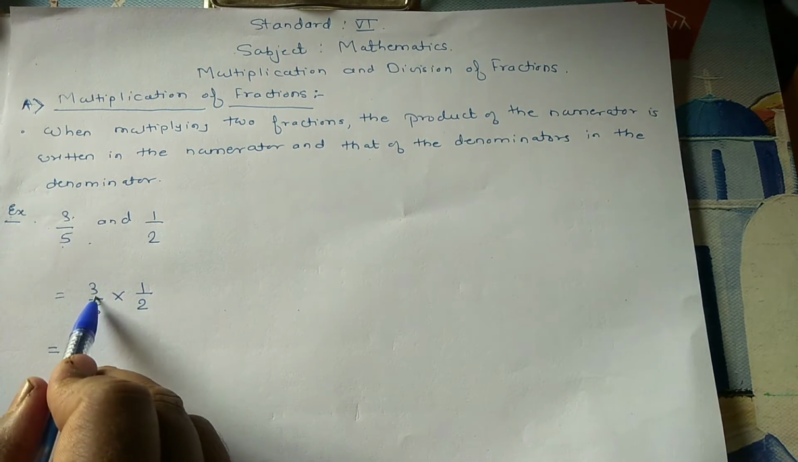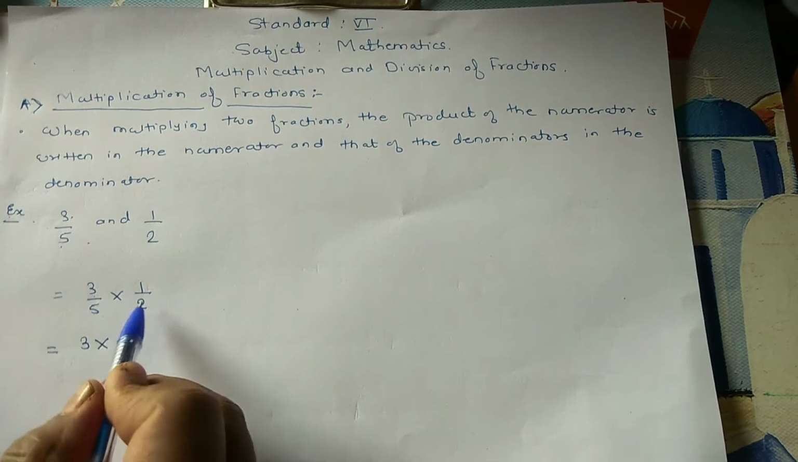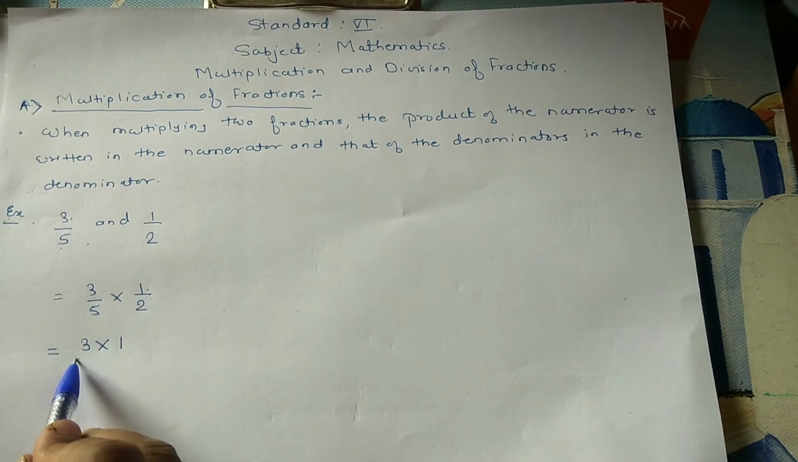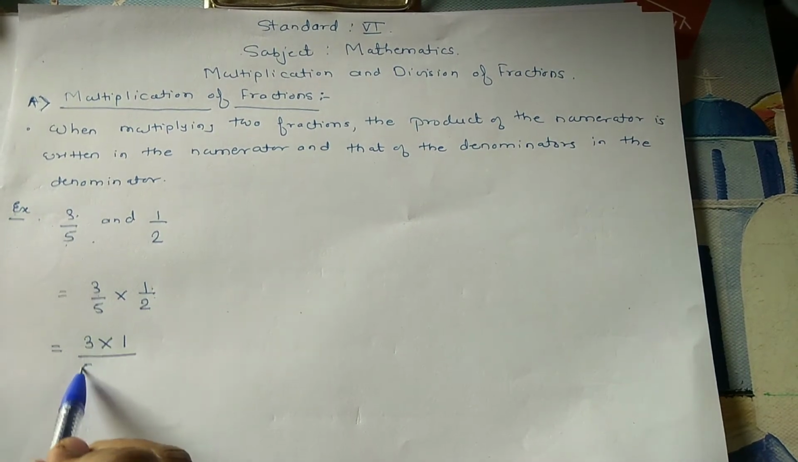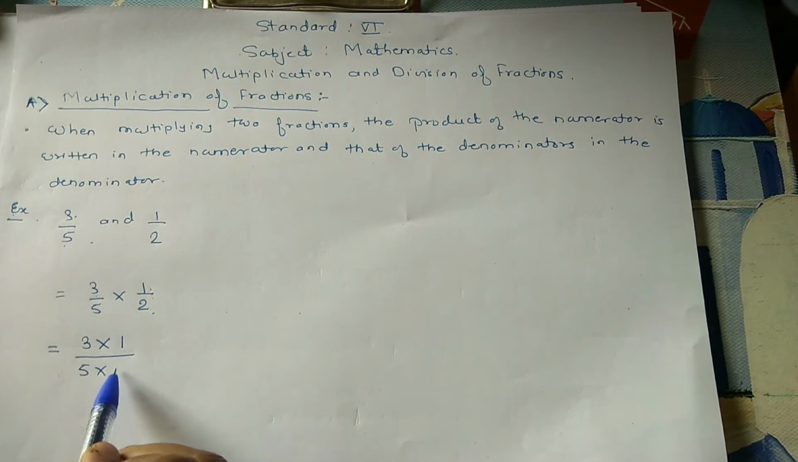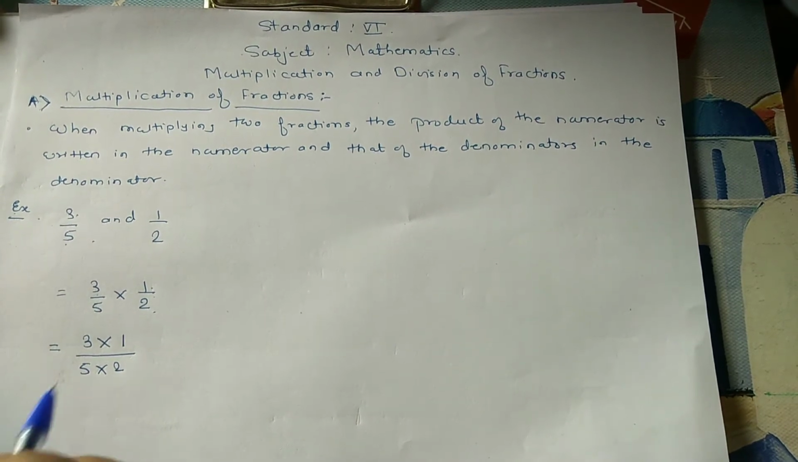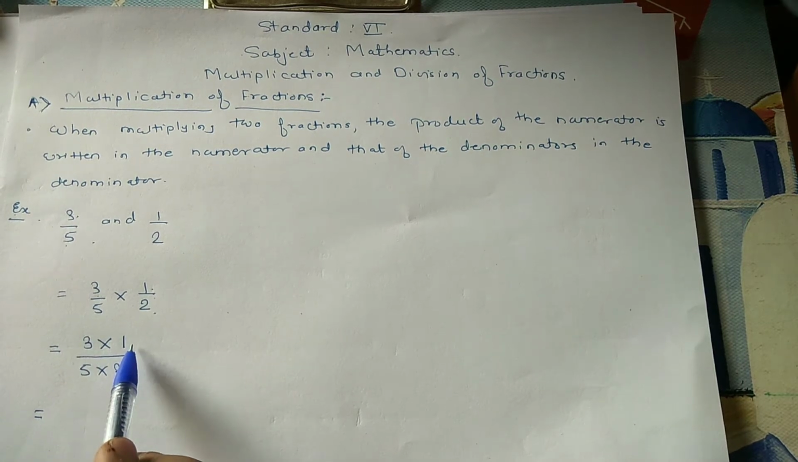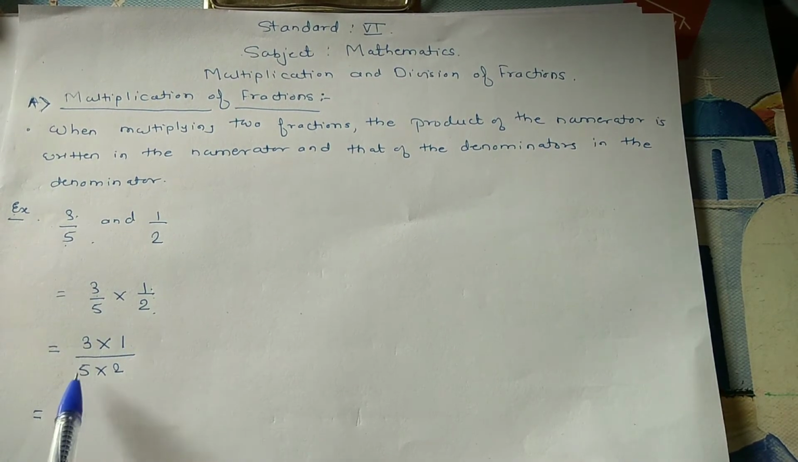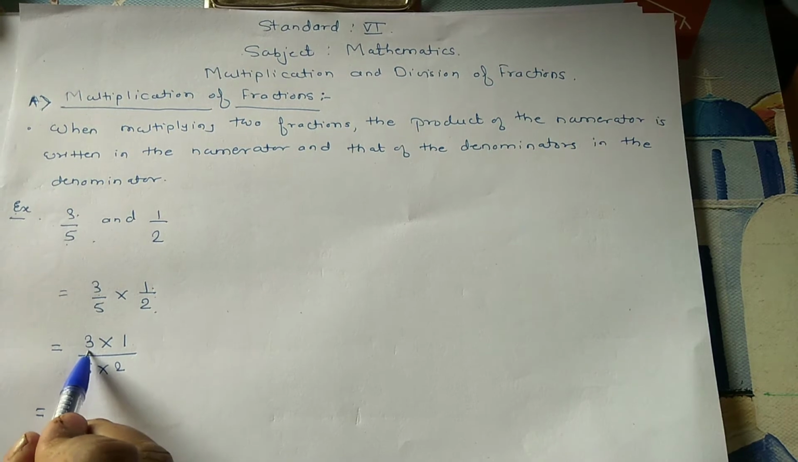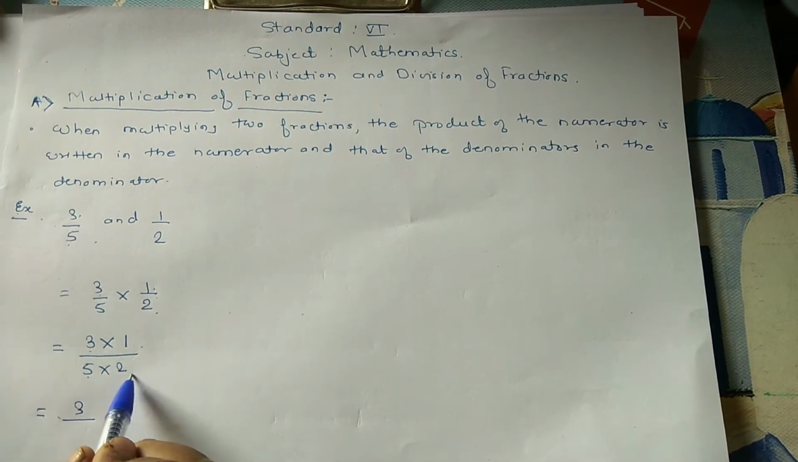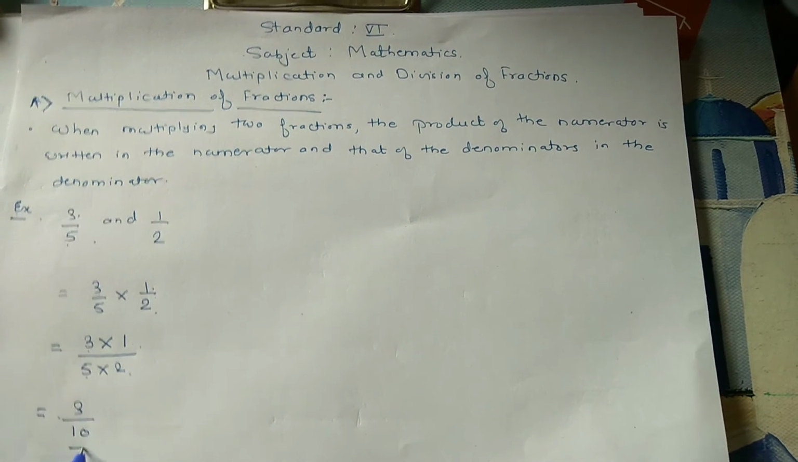Okay, so what the rule says, whenever we have to multiply two fractions, first the product of numerators. So in the first fraction the numerator is 3, in the second fraction the numerator is 1, we have to write that product in the numerator. Second, the denominator is 5 and here the denominator is 2. Okay, means we have to write the product of numerators separately in the numerator position and the product of denominators in the denominator position. So 3 multiply 1, 3 ones are 3, divided by 5 2s are 10. So this is the answer.